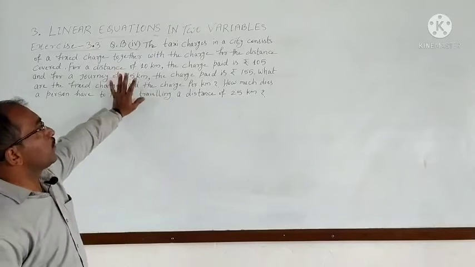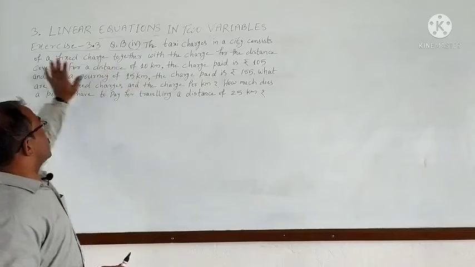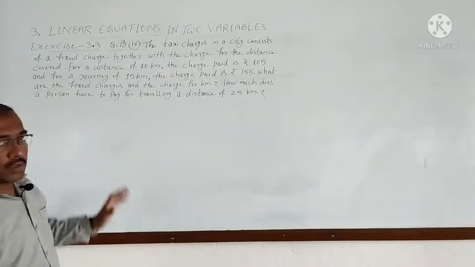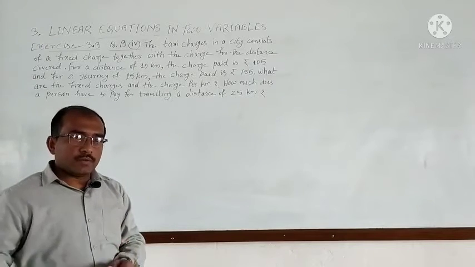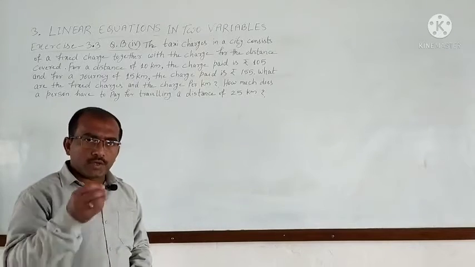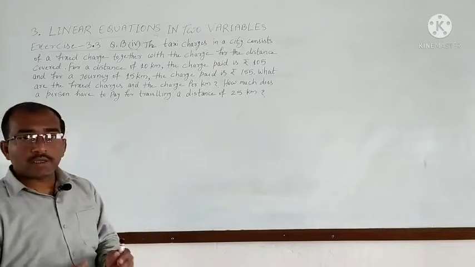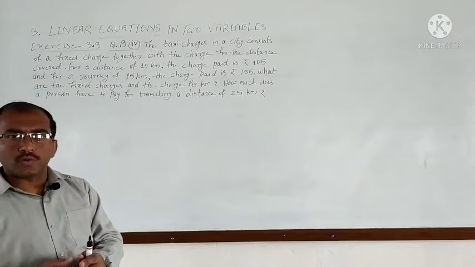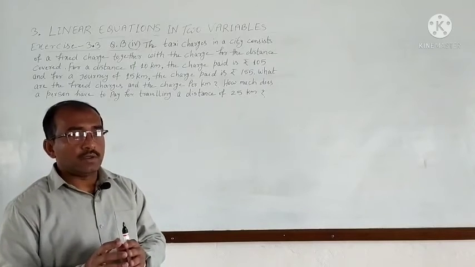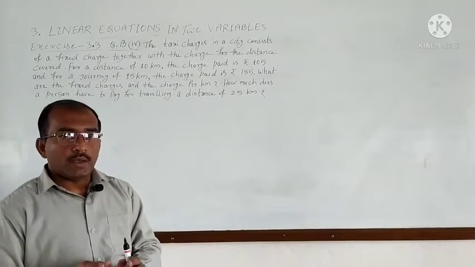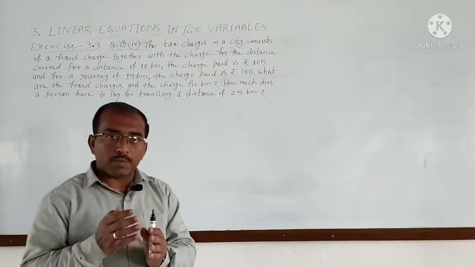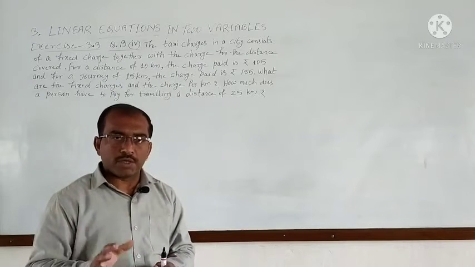So let us understand. The taxi charges in a city consist of a fixed charge together with the charge for the distance covered. Let us take this example of hiring a taxi. We talk with the taxi driver. He says there is a fixed charge whether we go 1 kilometer or 10 kilometers or 20 kilometers, and that fixed charge is compulsory to pay. Then, according to how many kilometers we travel, there will be a fare or charge per kilometer.